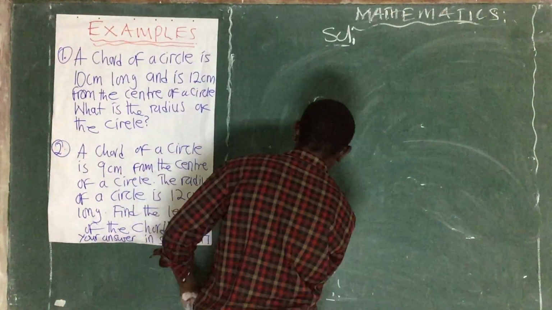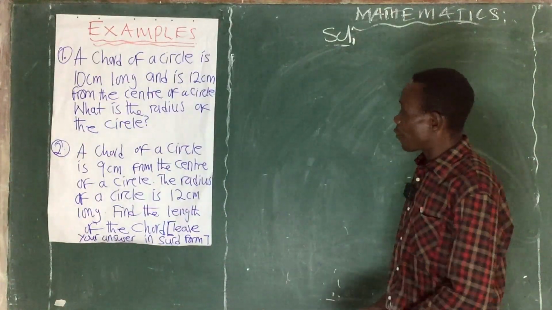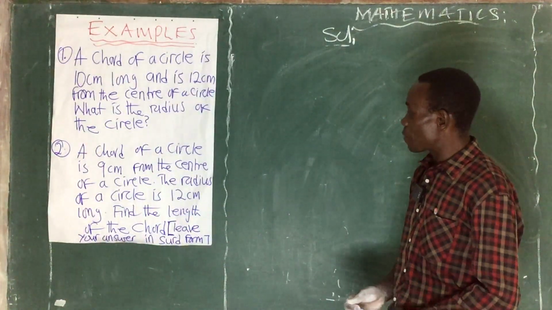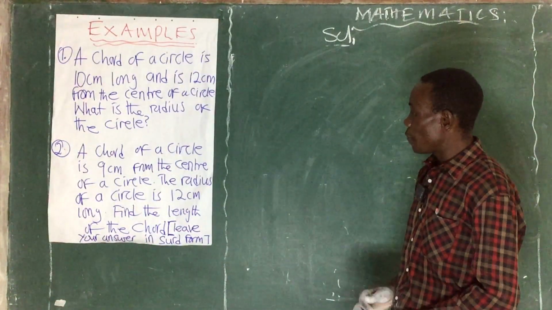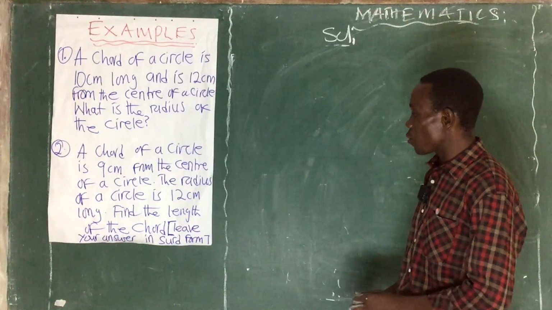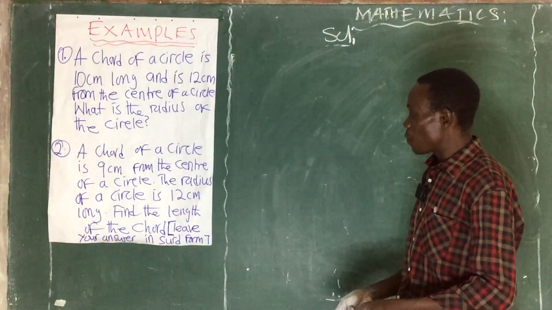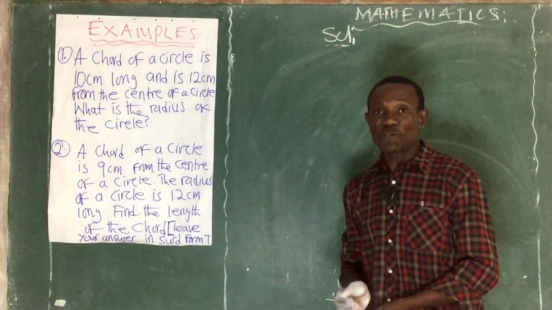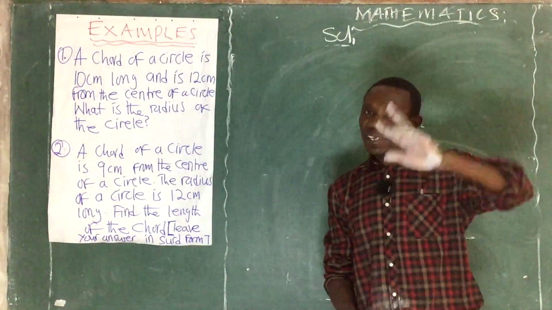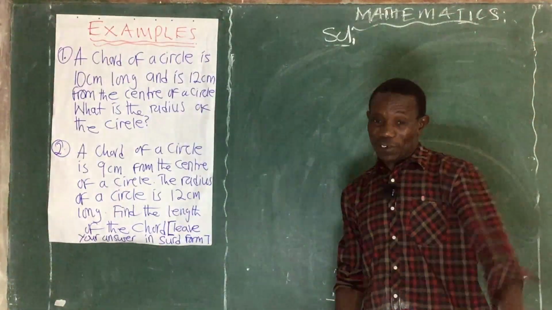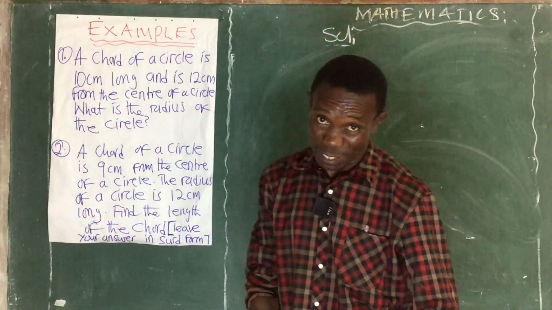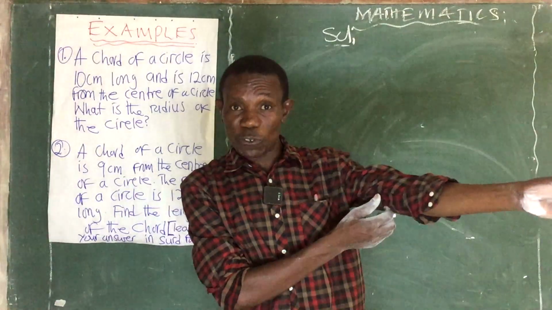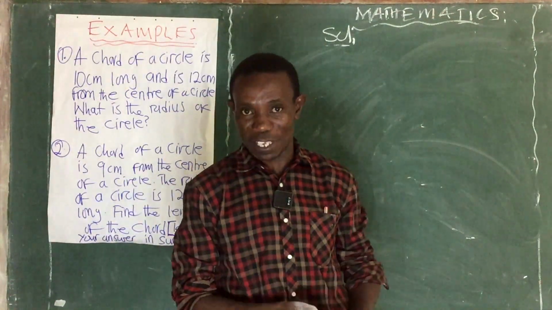For question 2, it talks of a chord of a circle that is 9 centimeters from the center of the circle, and the radius of which is 12 centimeters long. Can you find the length of the chord? Leave your answer in simplified surd form. So you see now, that topic we discussed in that video about irrational numbers, here it comes in application, now taking the chord properties of a circle.